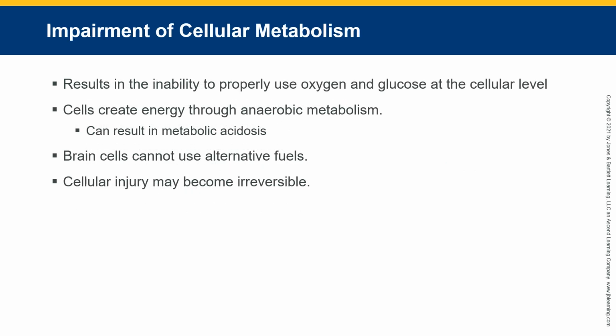All this is the body's attempt to keep enough fluid going long enough to keep your tissues alive. If the cellular metabolism becomes impaired, if you can't use oxygen and glucose at the cellular level, the cells create energy through anaerobic metabolism. This makes lactic acid, which can result in metabolic acidosis. And like we mentioned earlier, your brain can't use dextrose or lactose or galactose or anything like that. It can only use glucose, so it cannot use any alternative fuels. If this happens long enough, cellular injury may become irreversible.